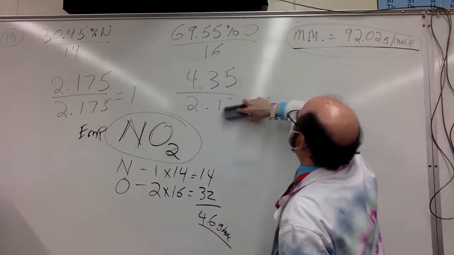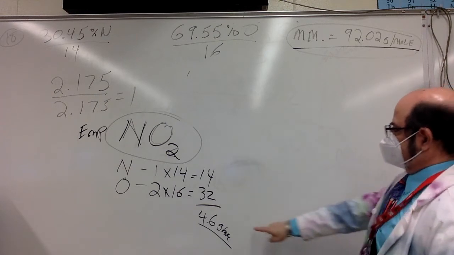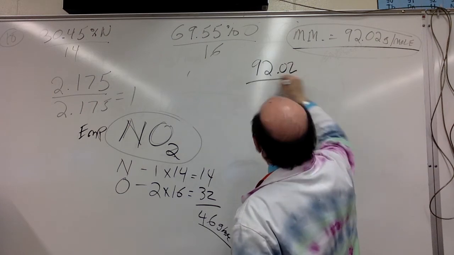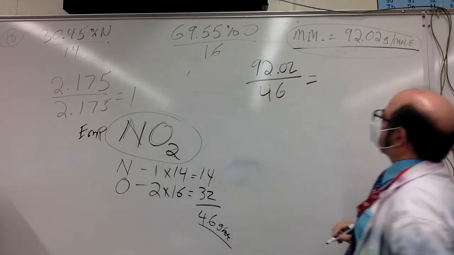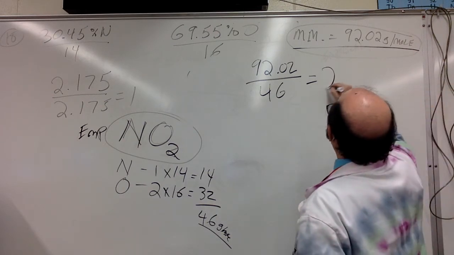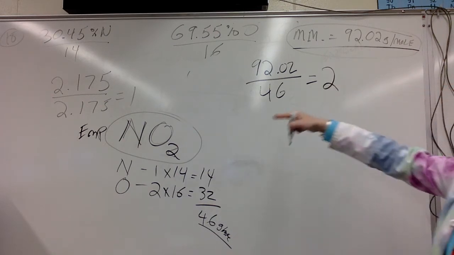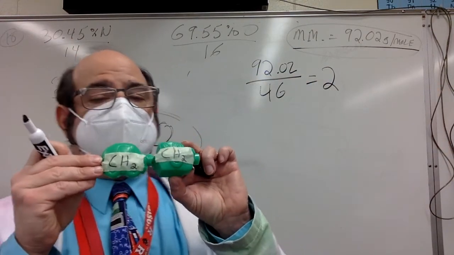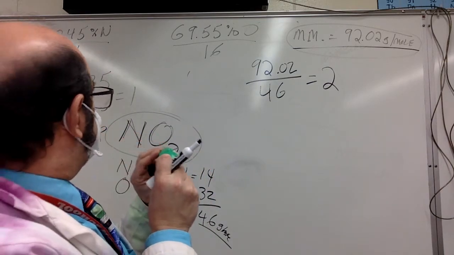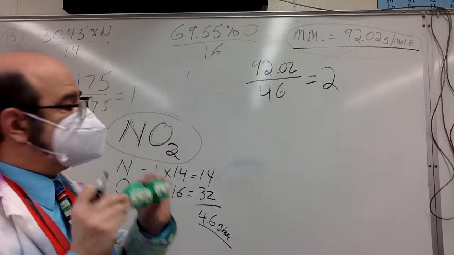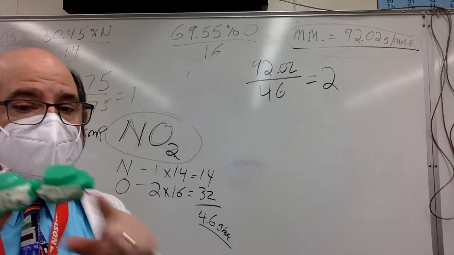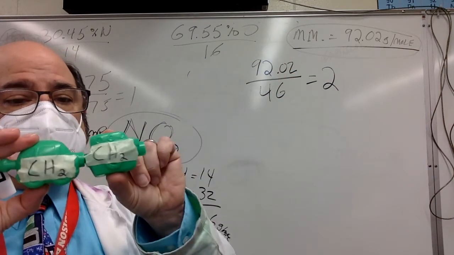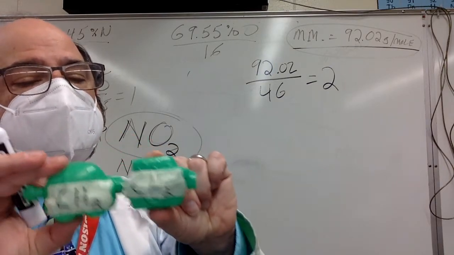So we divide 92.02 by 46, which of course you could probably tell is 2, which means there's 2 of these pop-ums. 2 pop-ums. And here their NO2 is a pop-um instead of CH2. So NO2, there's 2 of them. So how much does one of them weigh? 46. How much does 2 of them weigh? 92.